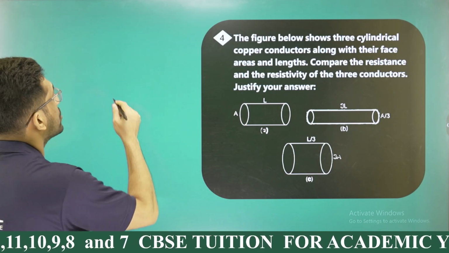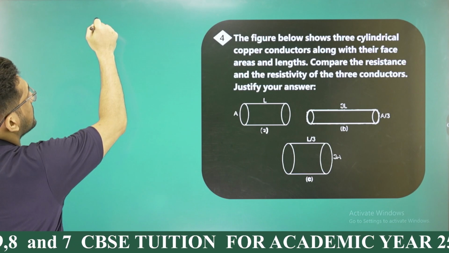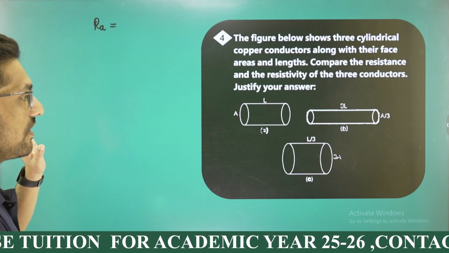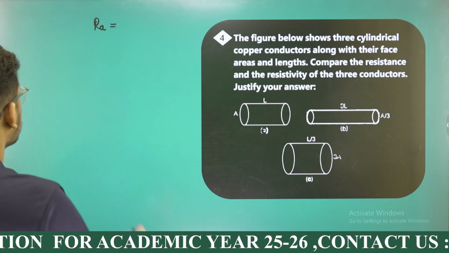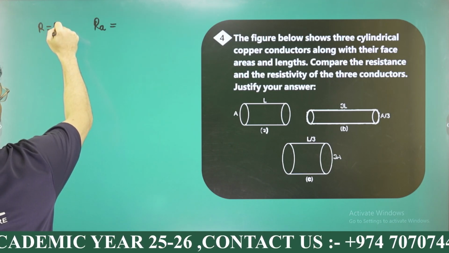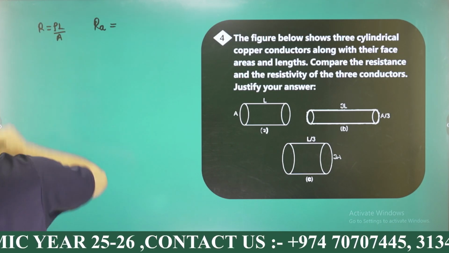Now, I am going to write the resistance of A. I can write it as RA. What will be the resistance of A? What is the equation for resistance? The equation for resistance is rho L by A. That is the equation for resistance.